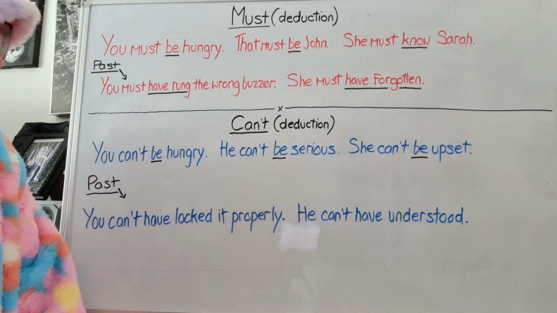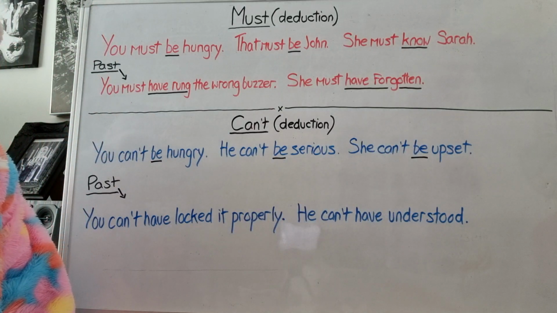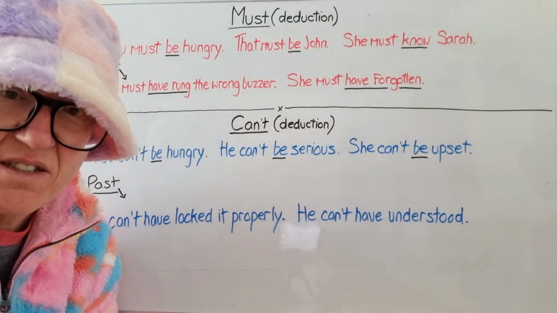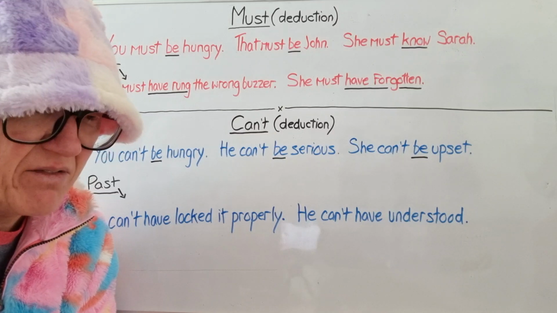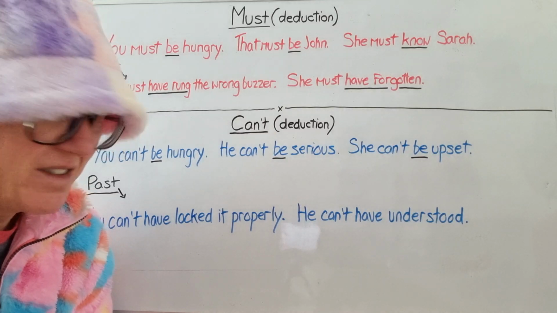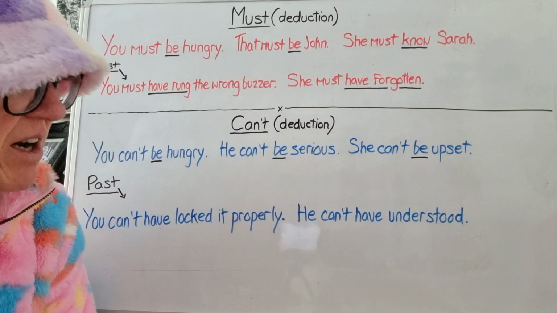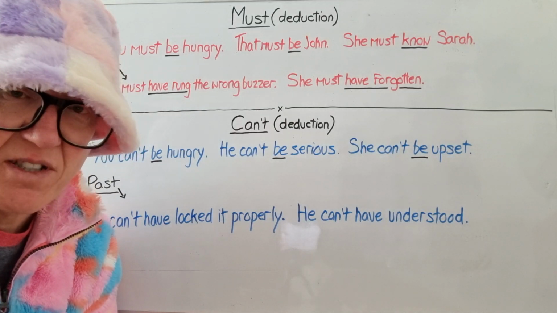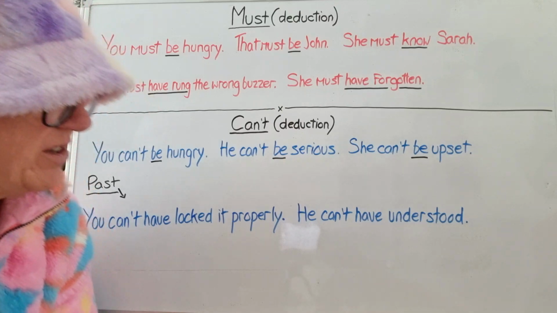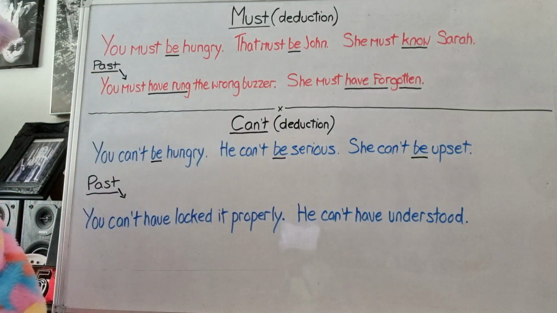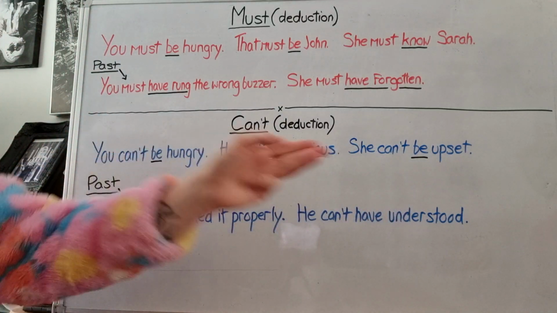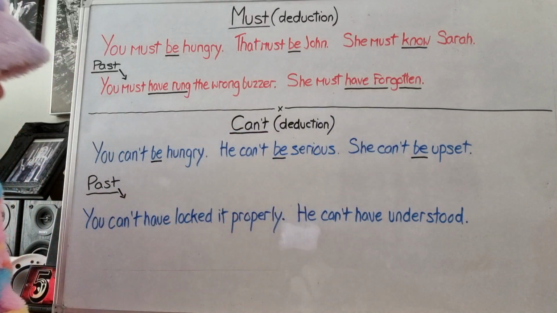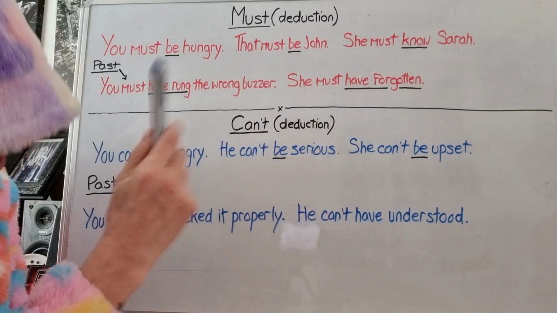She can't be upset. For example, do you like my dress? Yeah, it's nice. It's okay. It's fine. And then she runs away crying. She can't be upset. It's not possible that she's upset just because I said it's fine. Well, it depends on the context, obviously, okay? But what you're deducing in these is it's not possible to be hungry, to be serious, to be upset. And again, you don't have to use be, but it's very common.